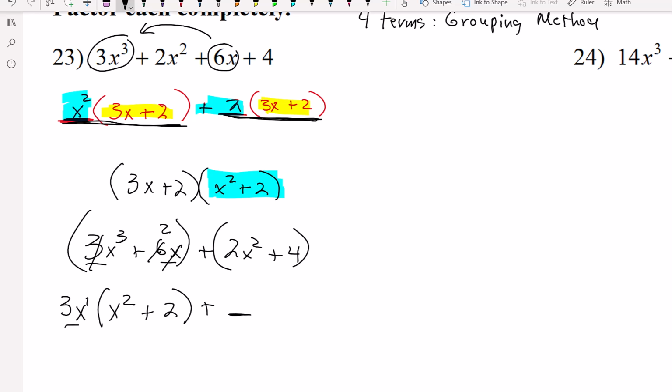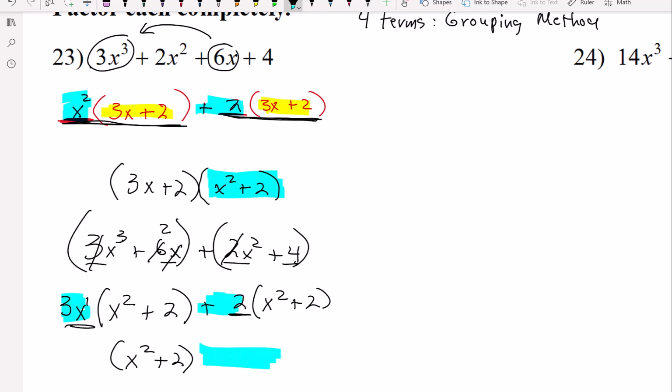And then over here, 2x squared and 4 both have a 2 in common. That leaves x squared, and 4 divided by 2 leaves 2. And then look at what we have. We have x squared plus 2. And then this time, everything on the outside is 3x. Oh, look, it matches. They're just in a different order, but the result is the same.